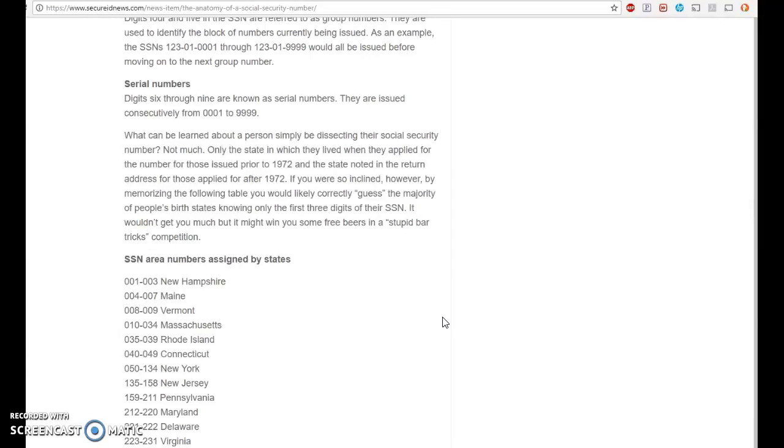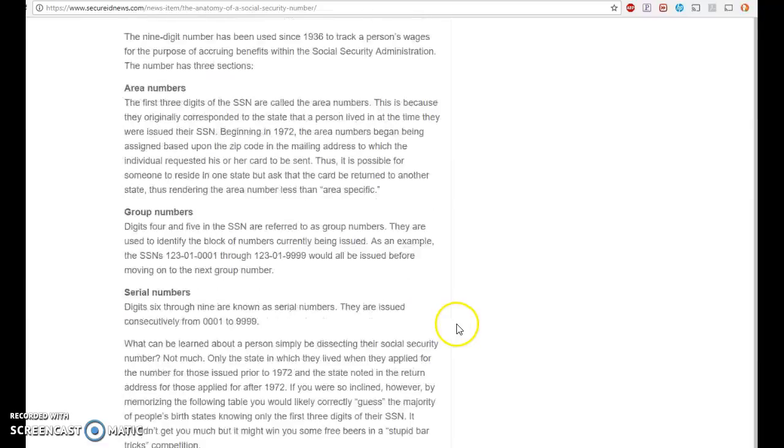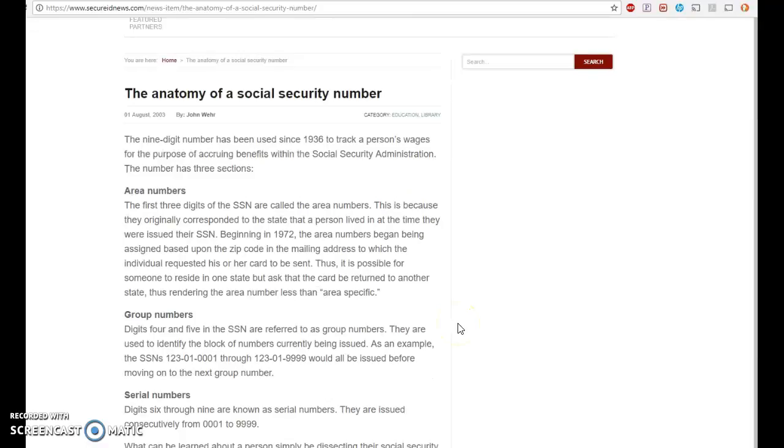What can be learned about a person simply by dissecting their Social Security number? Not really much. Only the state in which they lived when they applied for the number for those issued prior to 1972, and the state noted for the return address for those that applied after 1972. So what I'm going to do is take you back to the Social Security card and talk to you about some of the claims that are being made with regards to that.